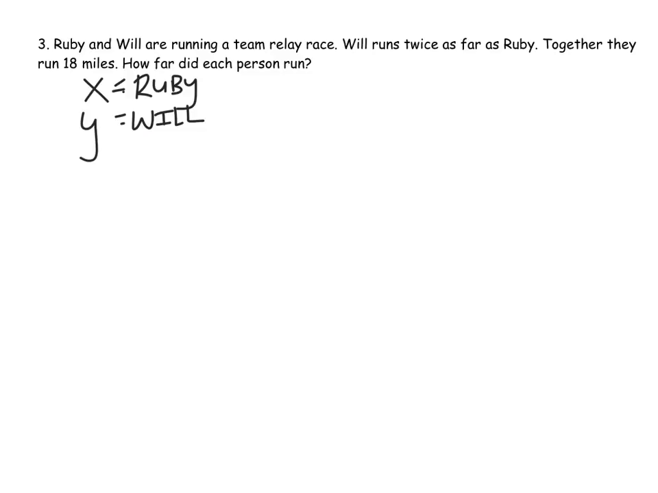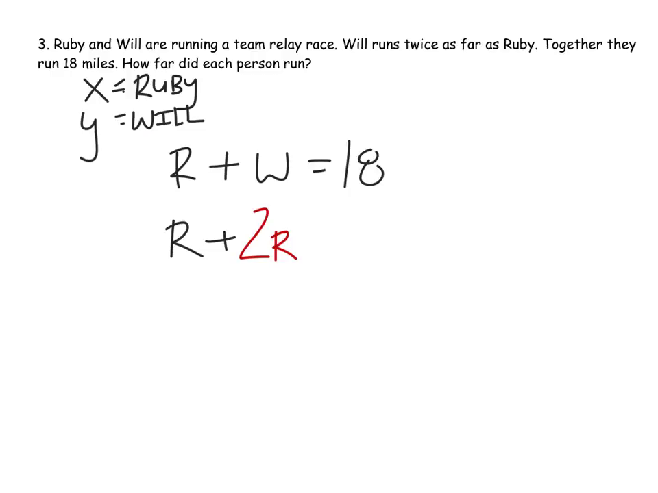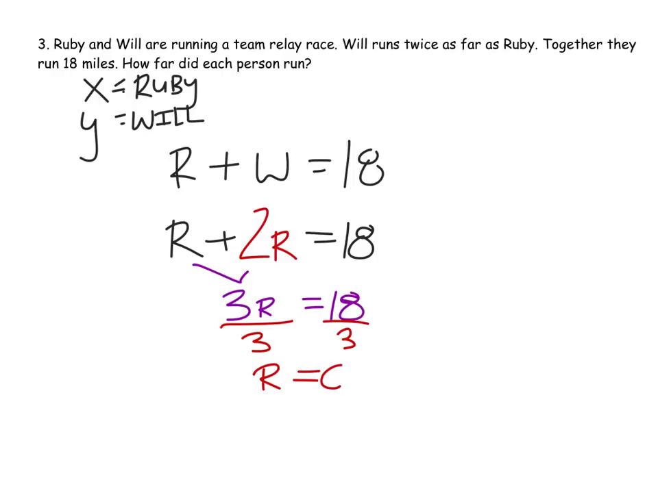Is it that easy? Yes. I'll try to make it that easy when I explain this. So we got Ruby's plus Will's distance equals 18 miles, right? But we know that Will has run twice as far as Ruby. So Will is really just 2 times Ruby's. So if we add Ruby's, we should get the 18 miles. And if we combine these, we get 3 of Ruby's distances, which is 18 miles. Then we divide both sides by 3, and R is 6.